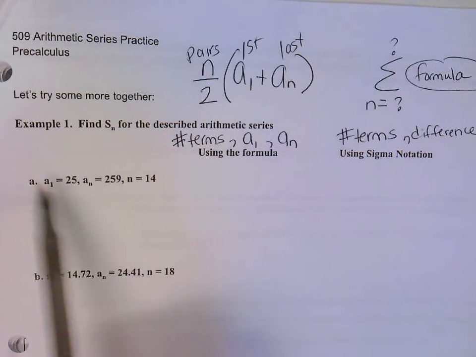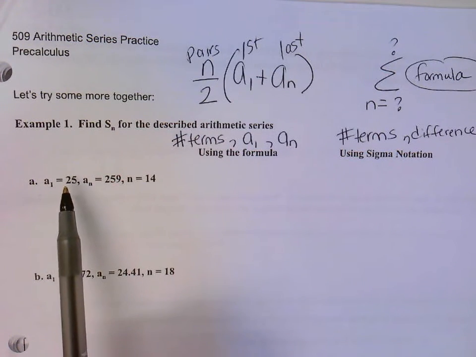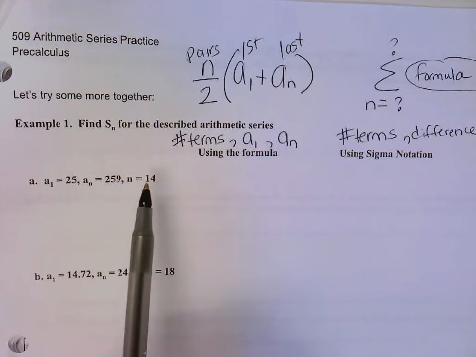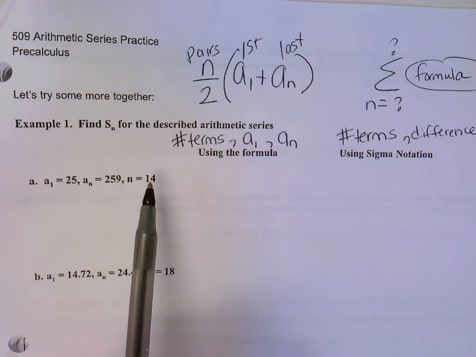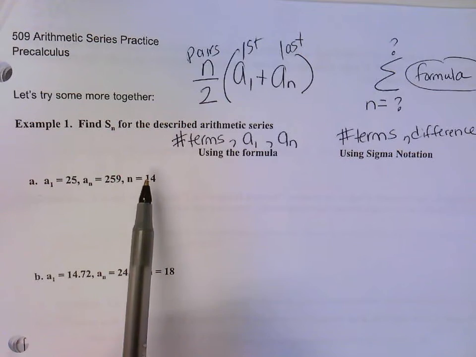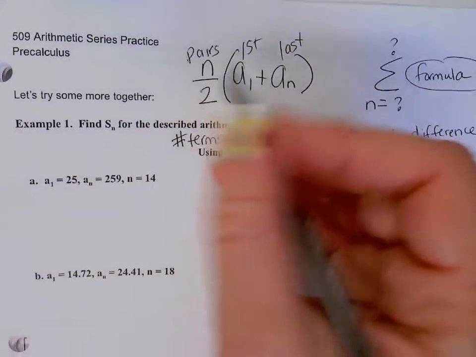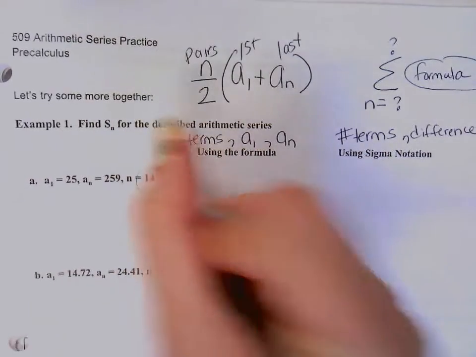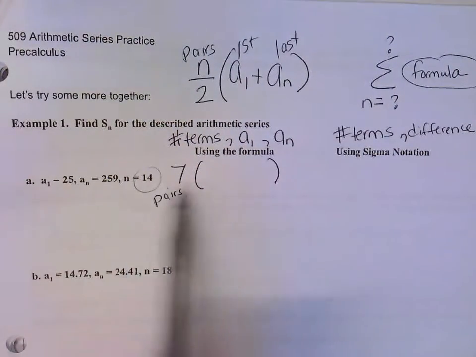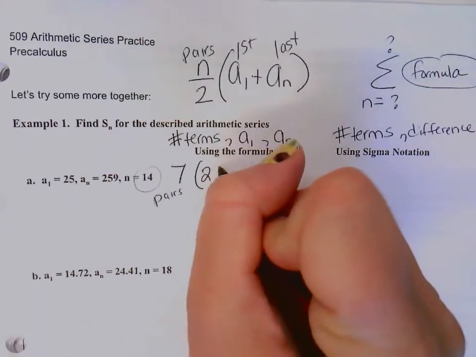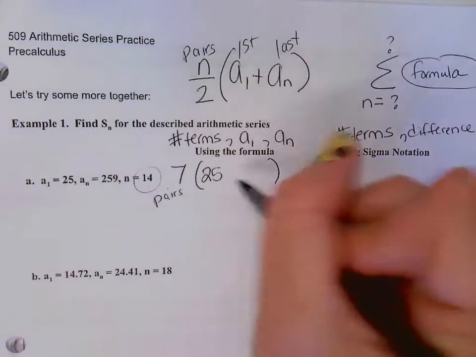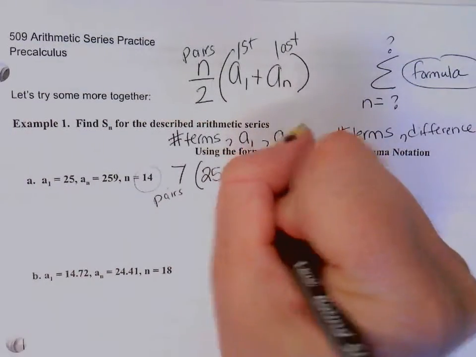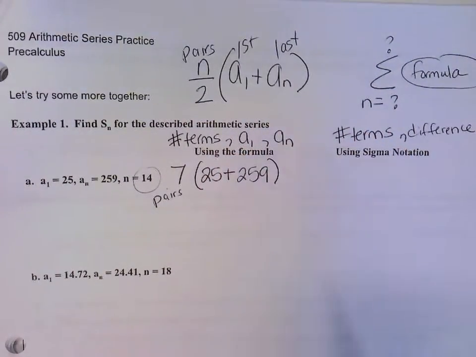So using the formula, if I'm going from term 1 to term n, they're telling me n is 14. So that tells me how many terms there are, right? So how many pairs will there be? There's going to be 7 pairs, because that's 14 divided by 2. And then all I have to do is take a sub 1, which is 25, and add a sub 14, which is 259, and that will give me my total.